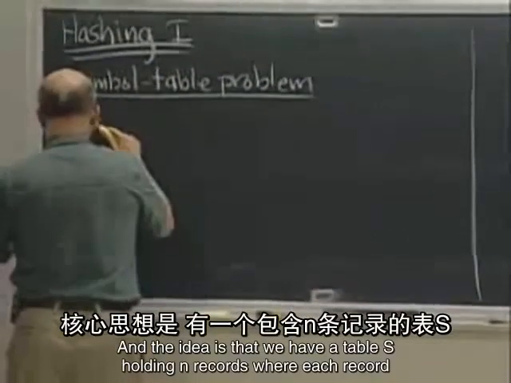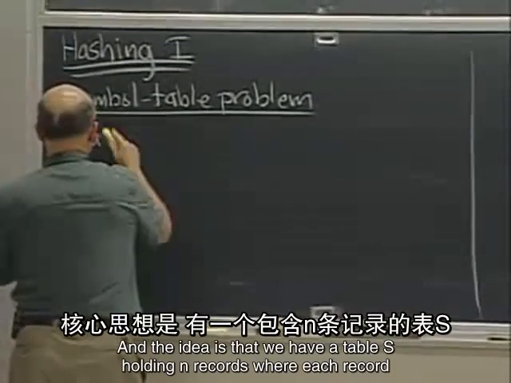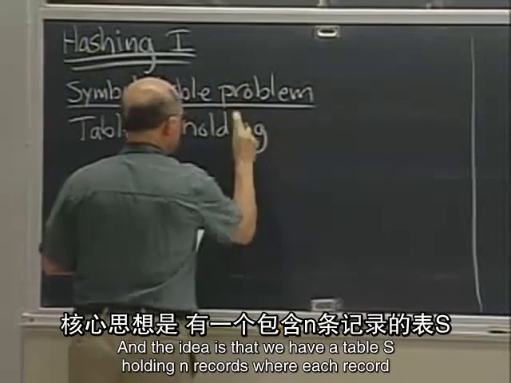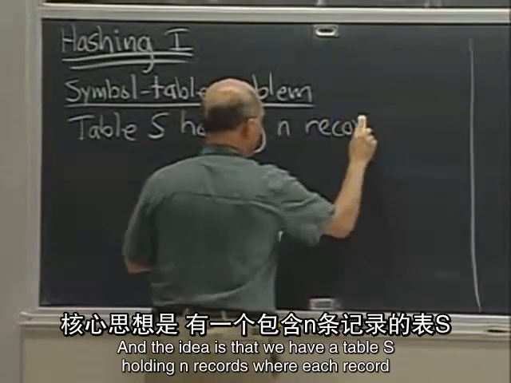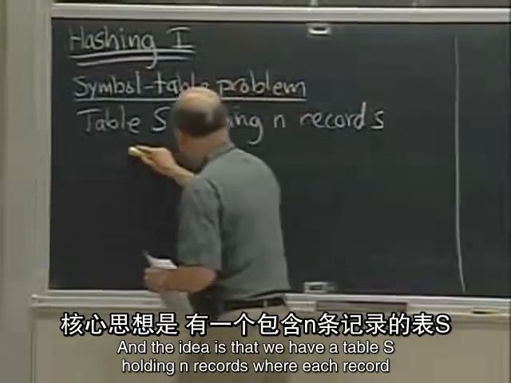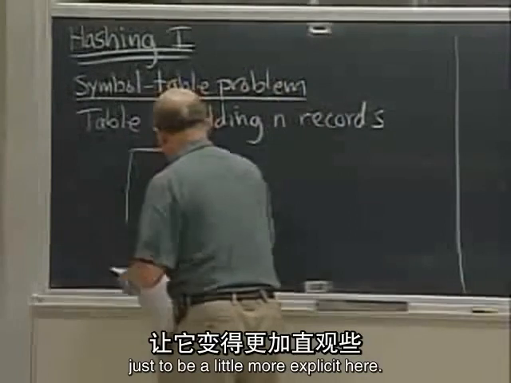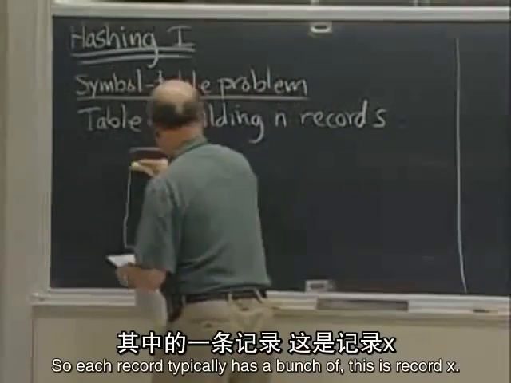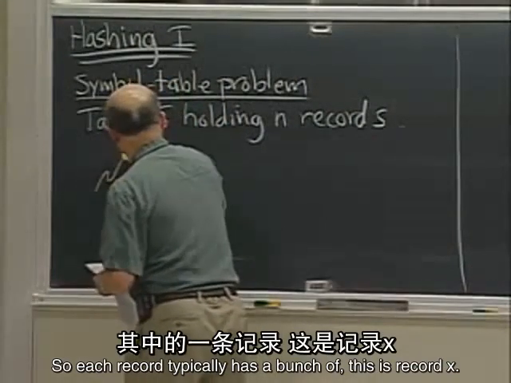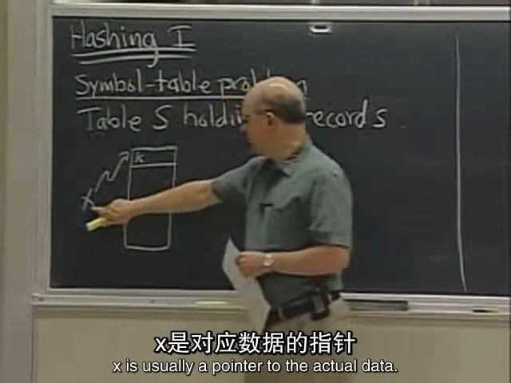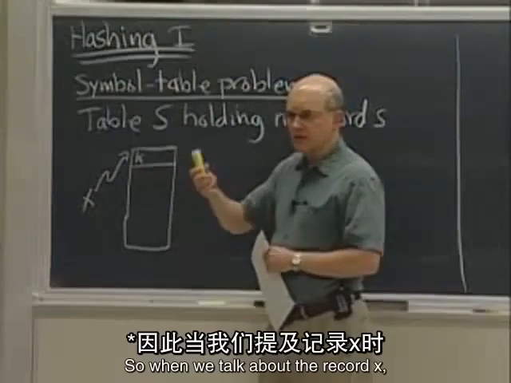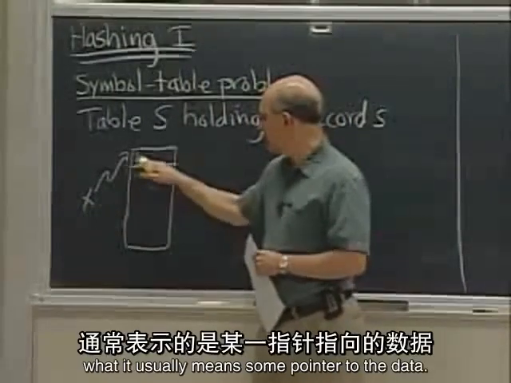And the idea is that we have a table S holding n records, where each record, just to be a little bit more explicit here, is record X. X is usually a pointer to the actual data. So when we talk about the record X, we usually mean some pointer to the data.